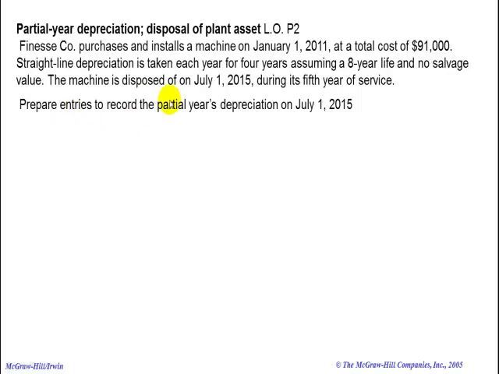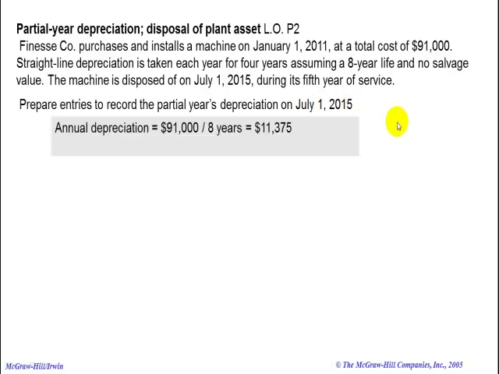Prepare entries to record the partial year's depreciation on July the 1st, 2015. Well, the cost is $91,000, 8-year life, so annual depreciation is $11,375. Depreciation for 6 months in the year 2015 when we got rid of this would be $11,375 times 6 months, or $56.88.